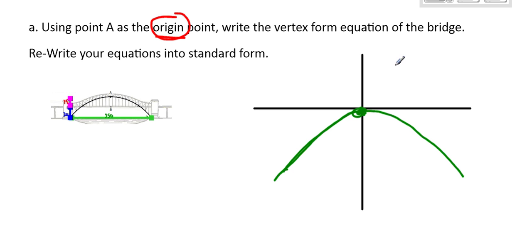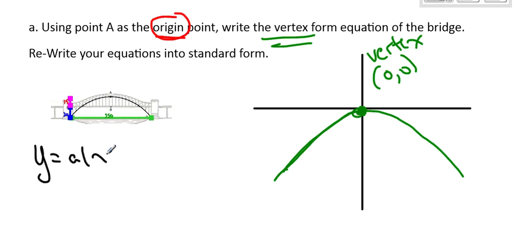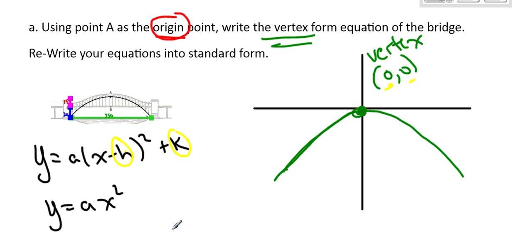So here's point A, and that happens to be the vertex. So we actually know exactly where the vertex is. It's at (0, 0). And we're supposed to write the vertex form of the equation. So if you remember, the vertex form of a quadratic looks like this, where h and k come from here and here in the vertex. Well, if this is 0 and this is 0, I'm left with the following equation. So really, all I have to do is figure out the a value for this parabola. And in order to do that, I need one other point other than the vertex.